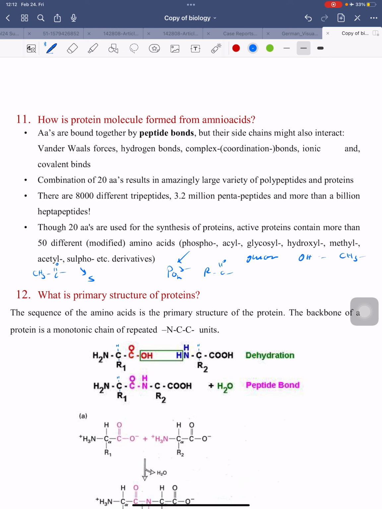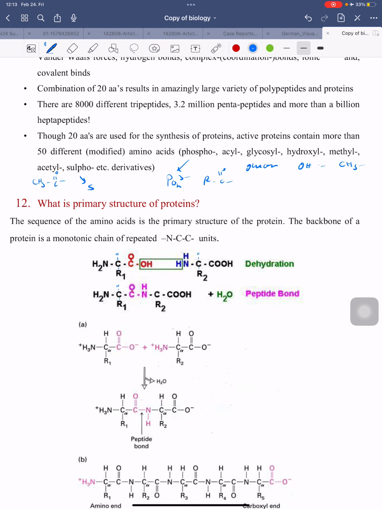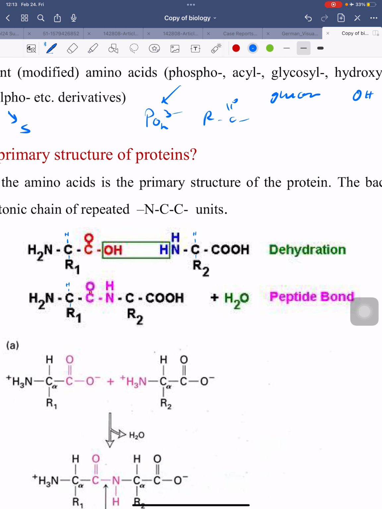First, we can classify the structure of a protein from its formation. The first one is the primary structure. It is the sequence of amino acids, where the backbone of the protein is a monotonic chain with repetition of NCC, and the amino acids are bound together by the peptide bond. For example, the first amino acid is here, and the second amino acid is here. The first one loses an OH group, the second one loses hydrogen, and together they give water, and the carbonyl group binds the amine, forming the peptide bond.